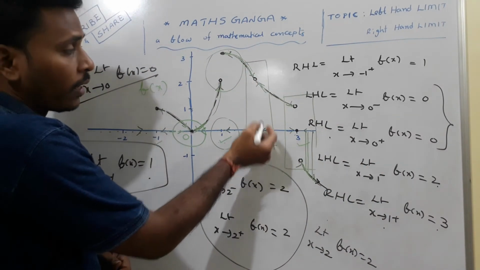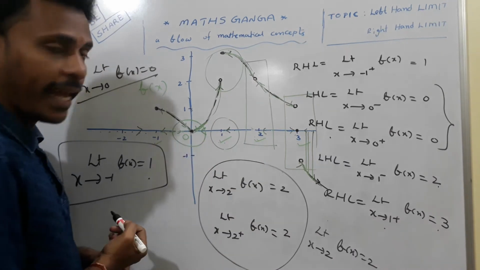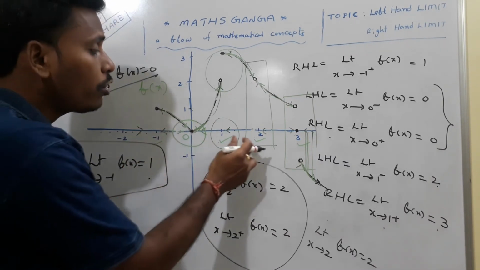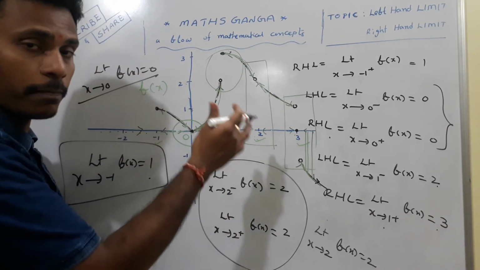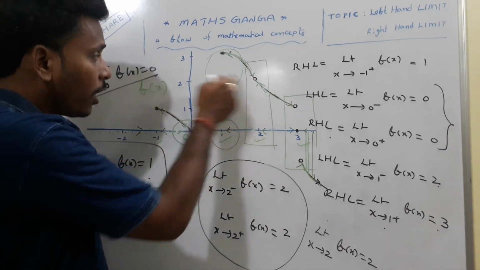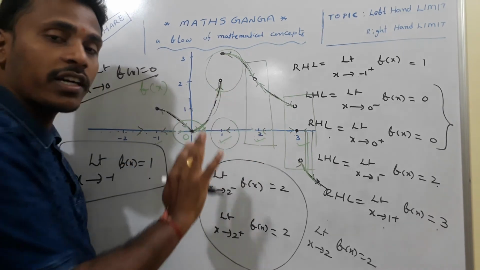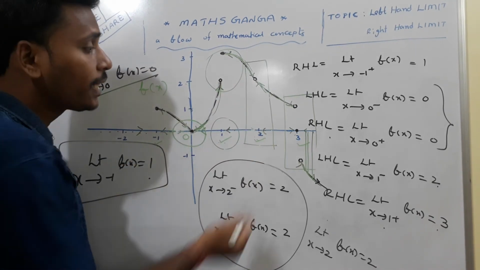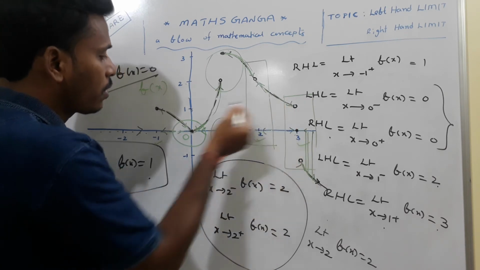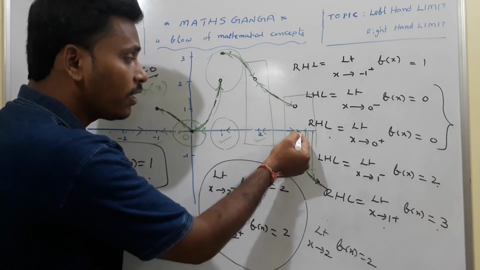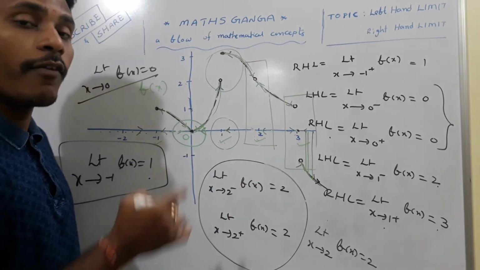At 2, the functional value is not defined here actually. At 2, the function is not defined. The function does not exist. 2 is not there in the domain of the given function. But the left hand limit is 2, the right hand limit at 2 is 2, but at 2 the functional value is not defined. And at 3, the left hand limit is 1, the right hand limit is minus 1, and the functional value at 3 is located here, 0. F of 3 is 0.